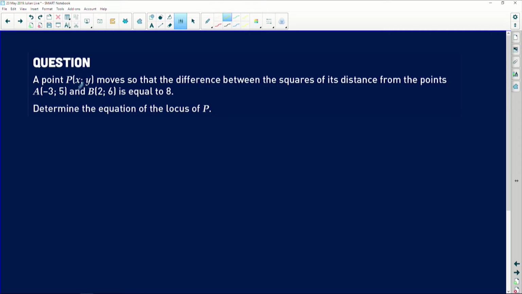All right, okay, thanks for that question. Let's have a look at the question first, and then I'm going to start answering some questions based on what you guys might have at home. So the question reads as follows. A point P (x, y) moves so that the difference between the squares of its distance from the 2 points A (-3, 5) and B (2, 6) is equal to 8. And they're asking us to determine the equation of the locus of P.